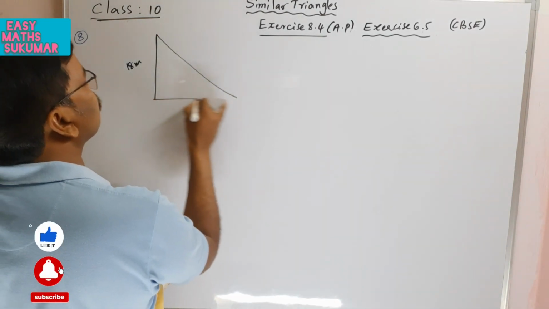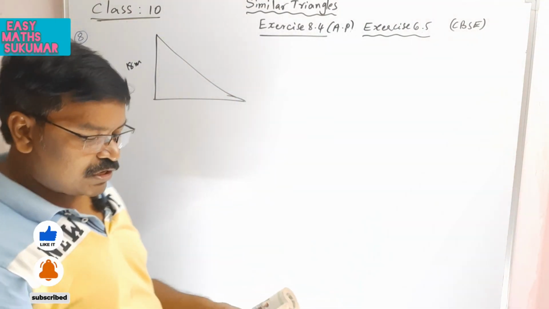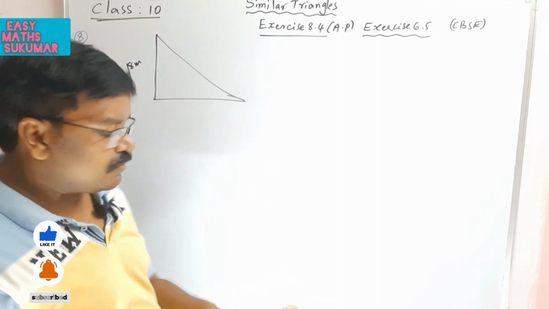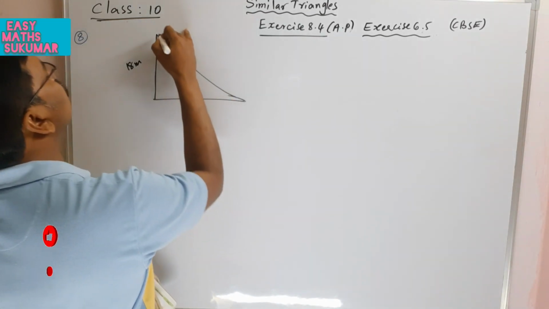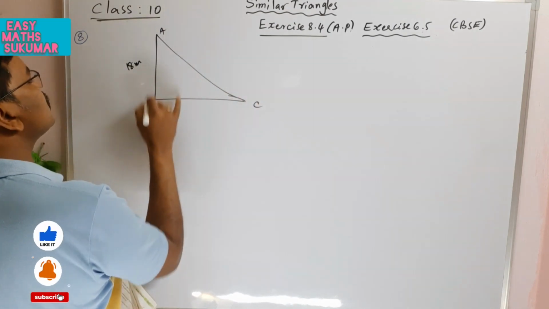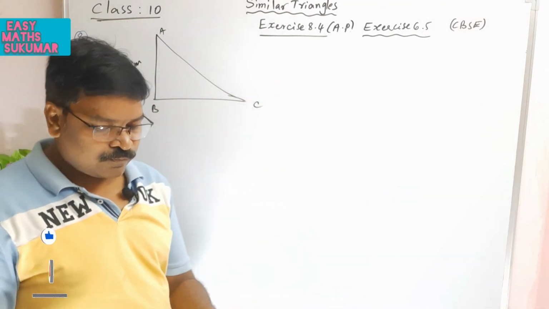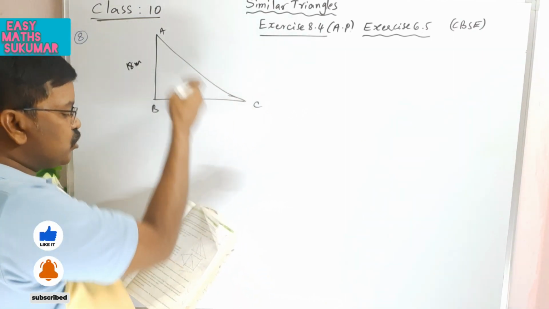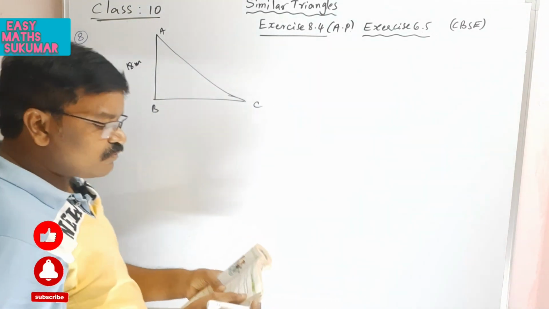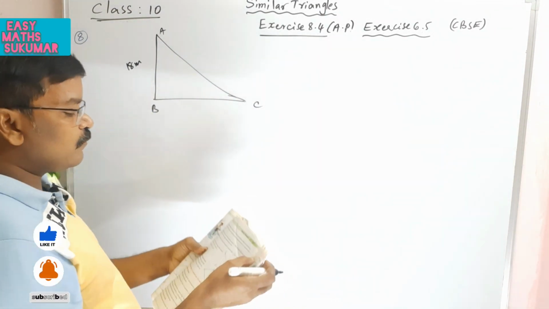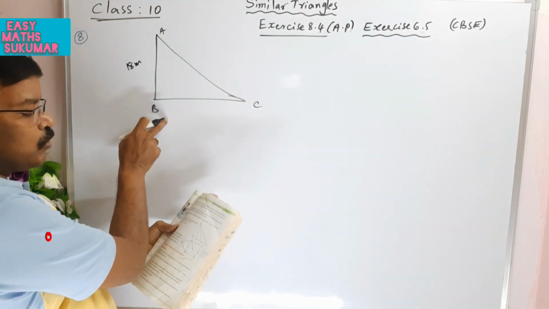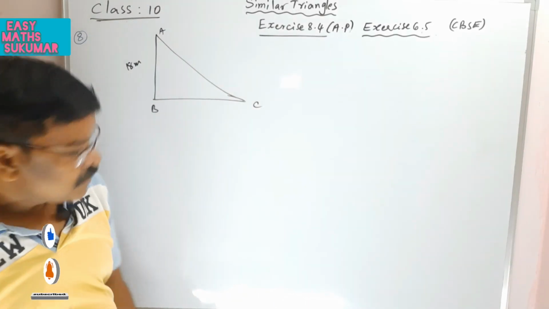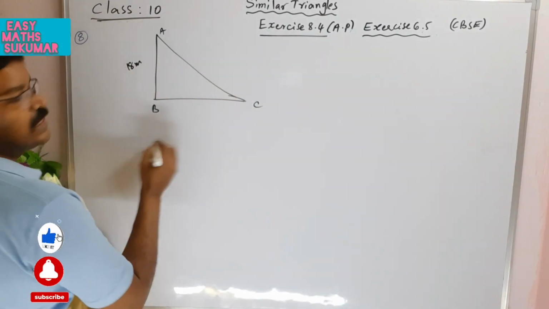So here a wire. A stack is attached to the other end. How far from the base of the pole should the stack be driven so that the wire will be taut? Here this AC is the wire, this AB is the pole. A wire AC is attached to a vertical pole of height 18 meters. What we have to find here: how far from the base of the pole should the stack be driven so the wire will be taut? Here we have to find this BC.